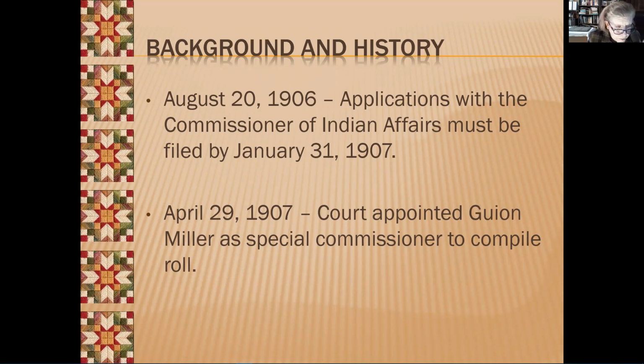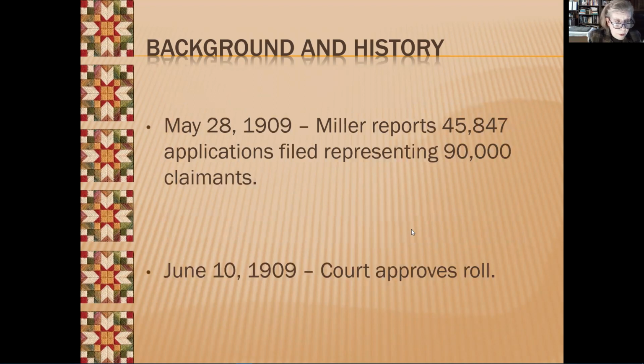Okay, and then in 1907, April 29th, Guion Miller is actually appointed to compile the roll. At that point, between 1907 and 1909, he reports that 45,847 applications are filed, which represent 90,000 claimants. And then on June the 10th, 1909, the court actually approves the roll.